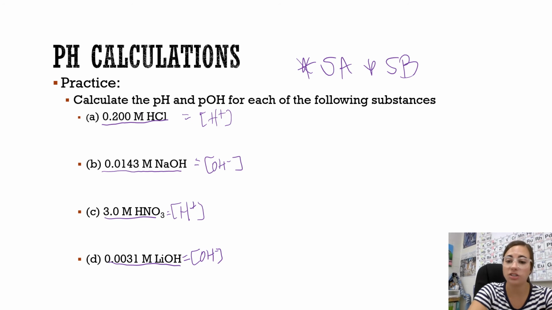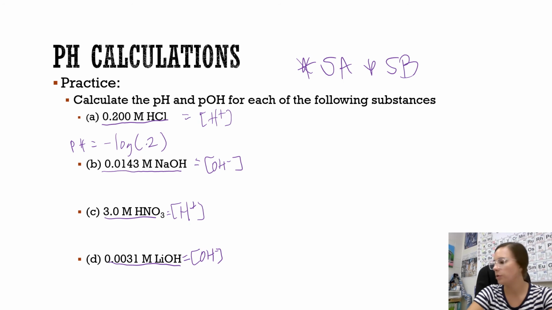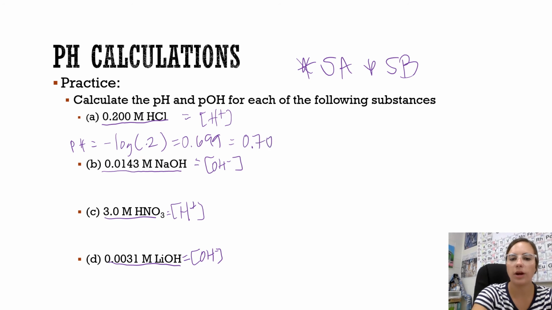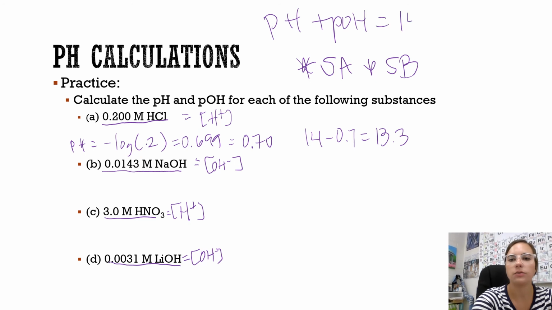So that's kind of your first question. Is this an acid or a base? So for A, this is an acid. So if I take the negative log of 0.2, that's going to be a calculation of pH, because I'm taking the negative log of 0.2. And we typically round to 2 decimal places for pH. All right, so if the pH is 0.7, then the pOH is 13.3, because pH plus pOH always equals 14.